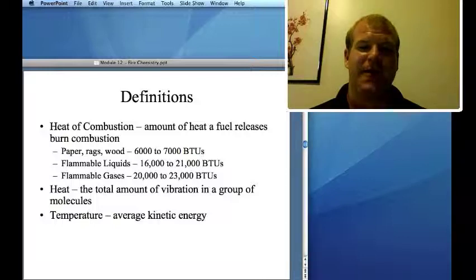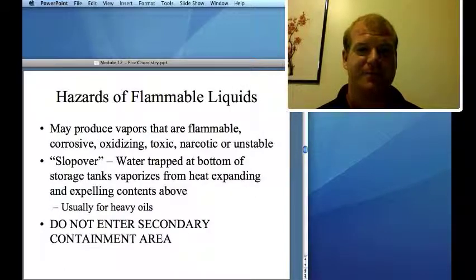Flammable liquids and flammable gases, they release more heat than flammable solids. In general, heat is the vibration of a group of molecules. So temperature is the average kinetic energy. So temperature says how fast things are going. Heat, you feel it in the form of infrared radiation. Infrared radiation causes things to vibrate. So that's why heat means the total amount of vibration. It's a stored energy. Temperature, just talked about that, average kinetic energy.